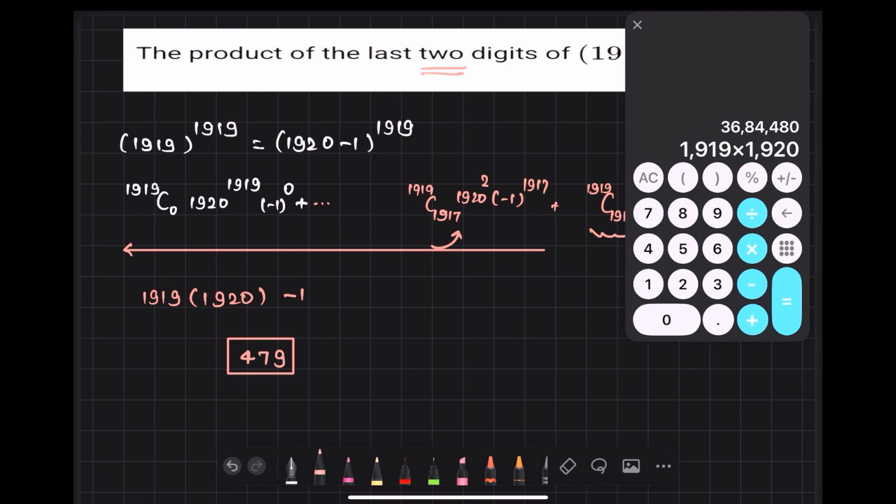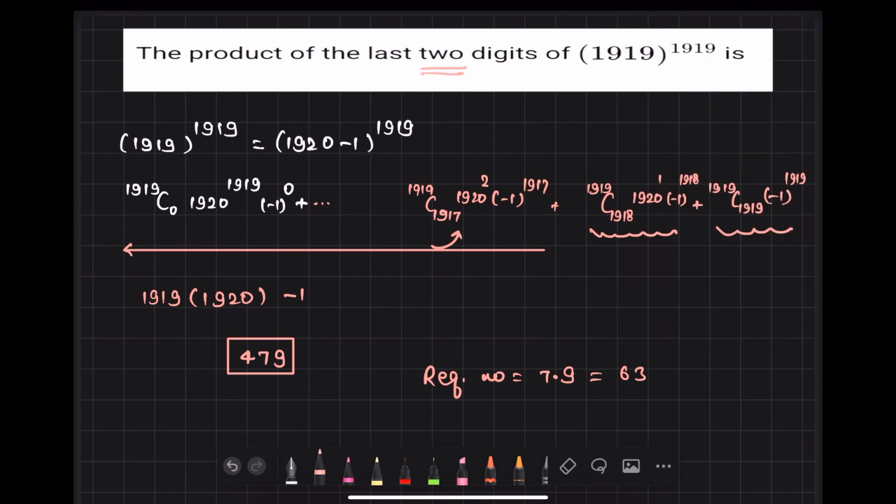Now we are interested in finding the product of the last two digits. So the required number is 7 into 9, that is 63. I hope you got the idea and you can handle similar situations.